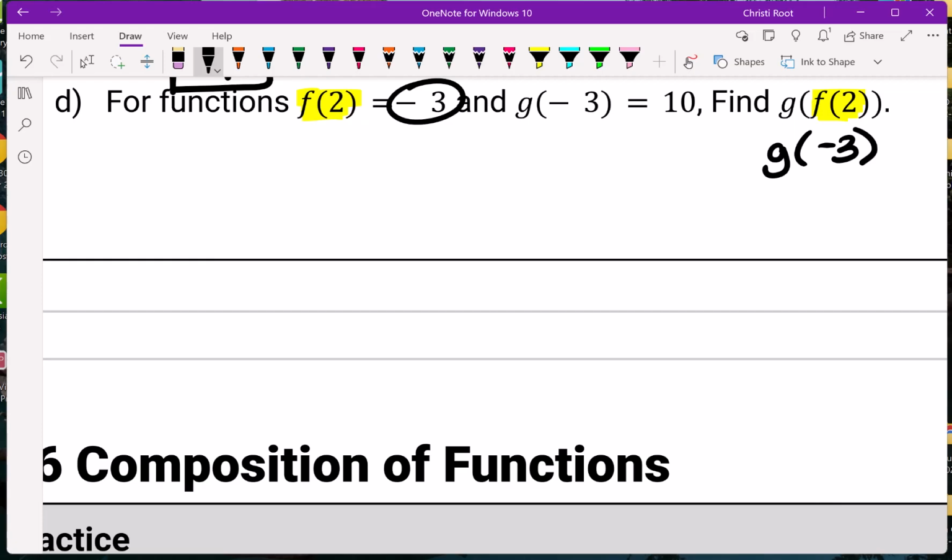Does it tell you what g of negative 3 is? g of negative 3 is 10. So instead of giving you formulas or functions that you have to substitute, it actually tells you the input and the output. It can also possibly give you a table form. X would be your input, Y would be your output. So you can actually track a table and figure out compositions like that as well.